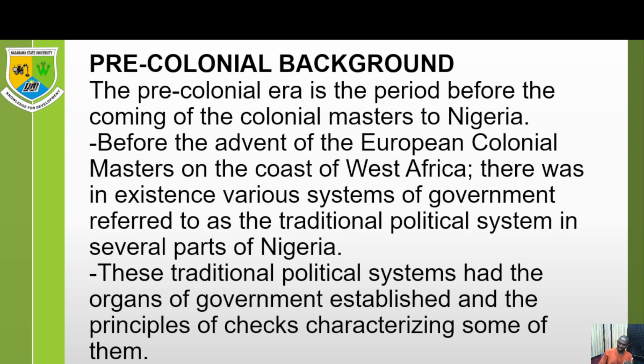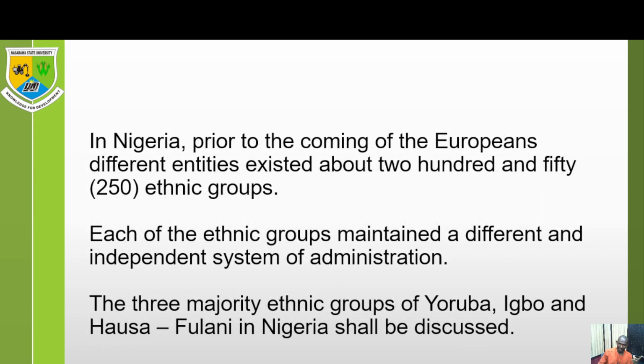Now, this traditional political system had the organs of government also established, and principles of checks and balances. We discussed the separation of power earlier. The main objective of separation of power is that it checkmates each other, the checks and balancing of leadership. That's why in every democratic setting, it is expected that once power is separated, it will give you a better form of administration and governance.